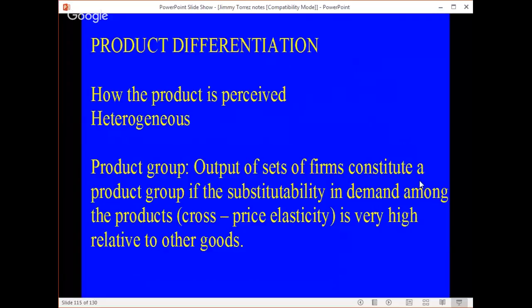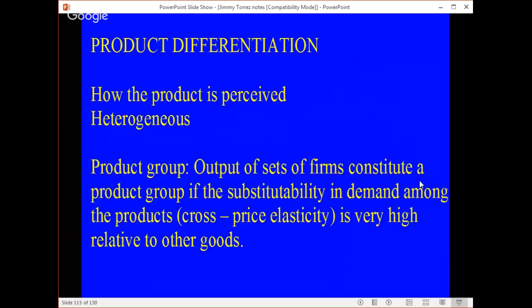Product differentiation. Okay. So tonight we've had monopoly, oligopoly. Now we're going to go into something known as monopolistic competition. Oligopoly is very similar to monopoly, except there's a few firms instead of one firm. Monopolistic competition is a lot like perfect competition, except there's product differentiation. Not everybody sells the same exact thing, like under perfect competition.